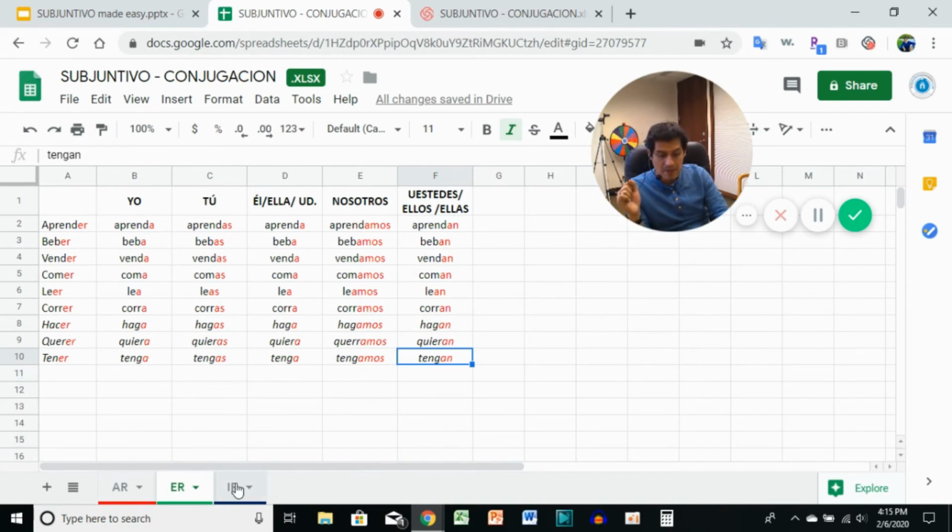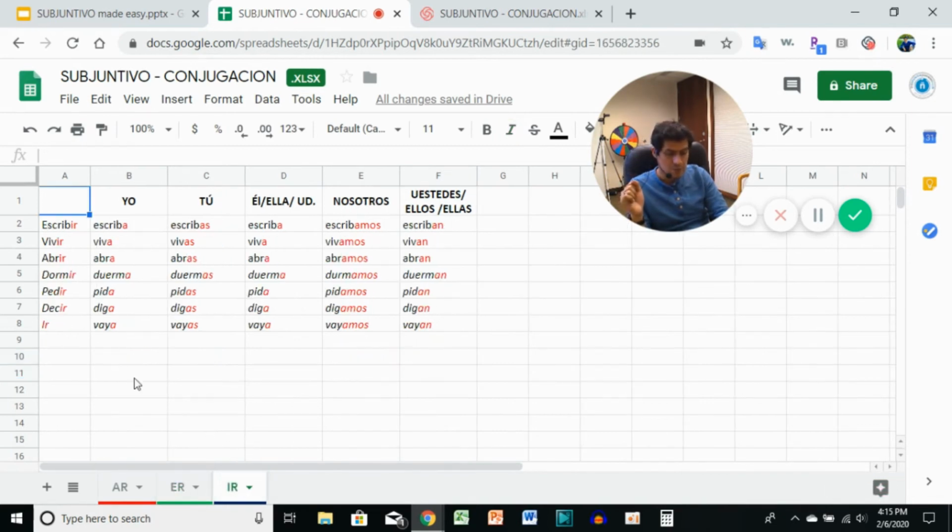Y finalmente, tenemos los verbos que terminan en ir. Okay, for example, escribir. Yo escriba, tú escribas, él, ella escriba, nosotros escribamos, ustedes, ellos, ellas escriban. For vivir, yo viva, tú vivas, él, ella viva, nosotros vivamos, ustedes, ellos, ellas vivan.